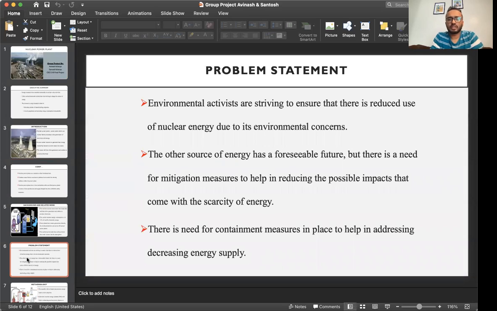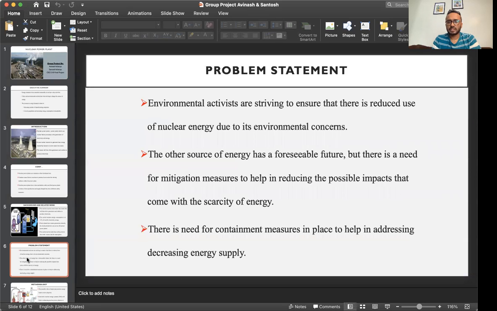Okay, now let's talk about the problems of the nuclear power plant. There are many advantages and disadvantages of nuclear power plants. As we know, a nuclear power plant is very risky. It has to be safe from emitting harmful rays to the environment. So environmental activists are striving to ensure that there is reduced use of nuclear energy due to environmental concerns.